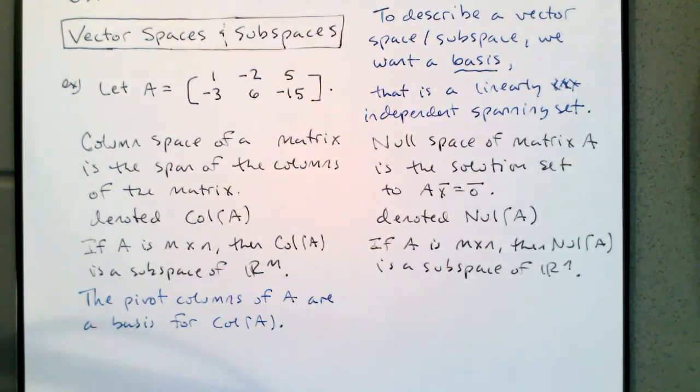I see a lot of us are still making the mistake of saying the reduced row echelon form has a pivot in every column. To which I responded, well, what about the original matrix? Does the original matrix have a pivot in every column?